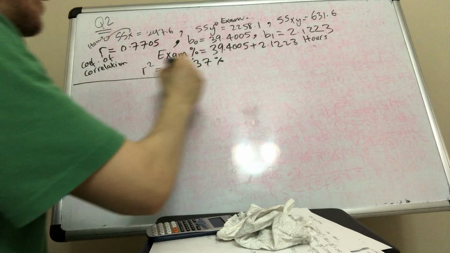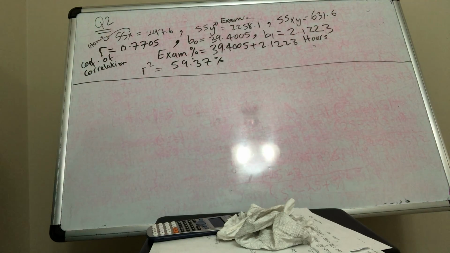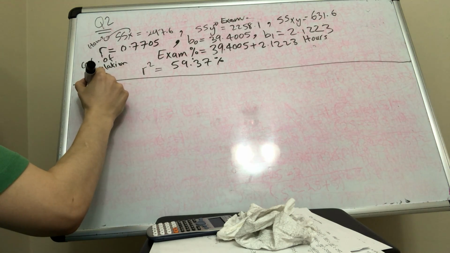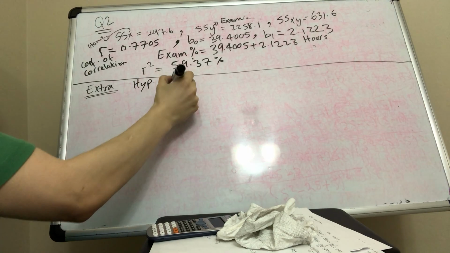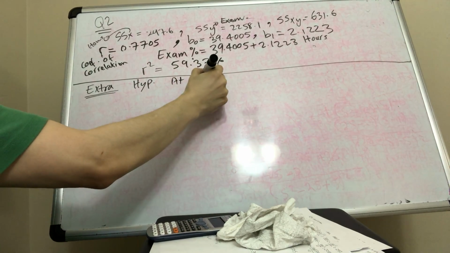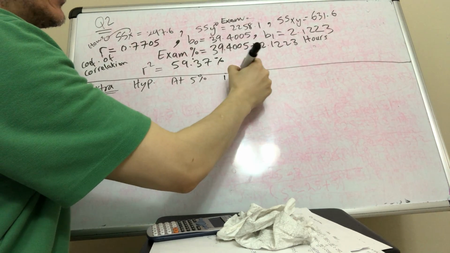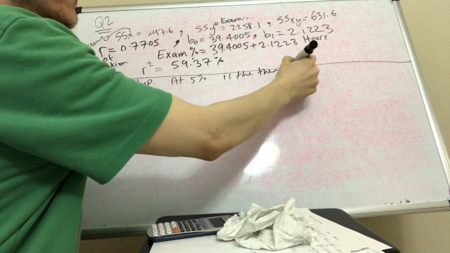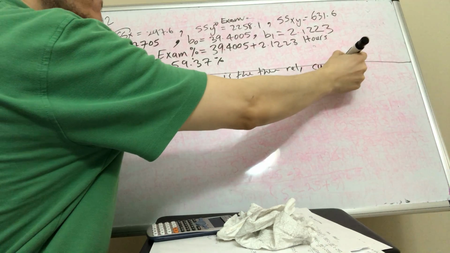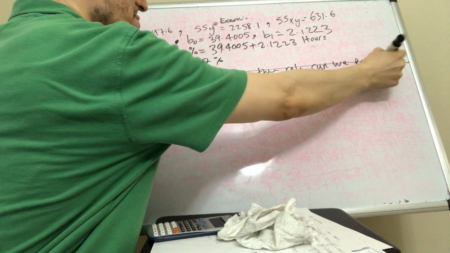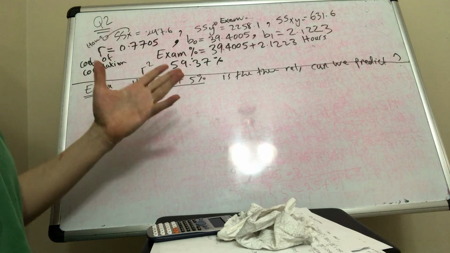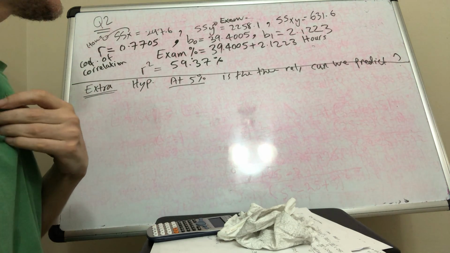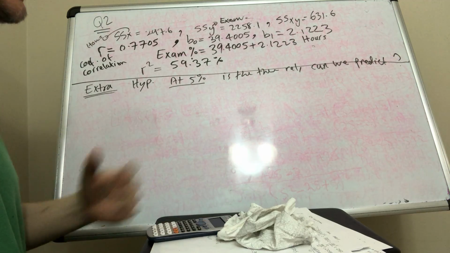Now, this is for question 2, but it's likely to ask you a hypothesis question, like at 5%, is there a relation? Can we predict? So they start by giving you a certain percentage or significance level, and they'll ask about the relationship, can you predict?